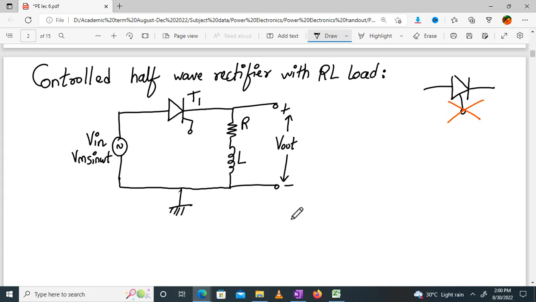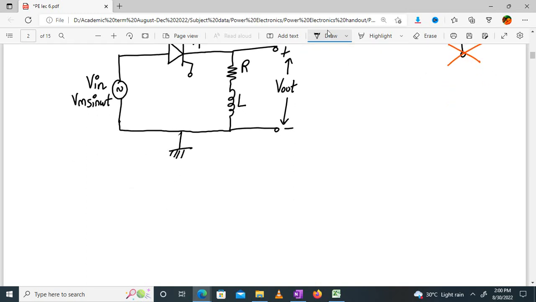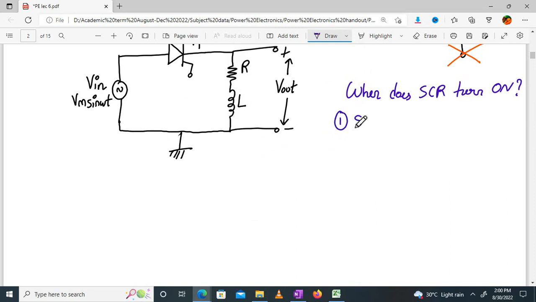How does the SCR conduct? Those who have missed it out, what are the conditions required for it to conduct? So when does the SCR turn on? Please listen, those who were absent prior. When does the SCR turn on? That is the condition. So what is the number one condition? SCR should be forward biased, in forward blocking mode.